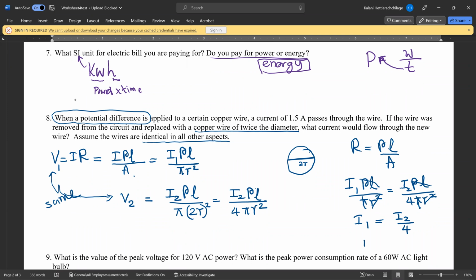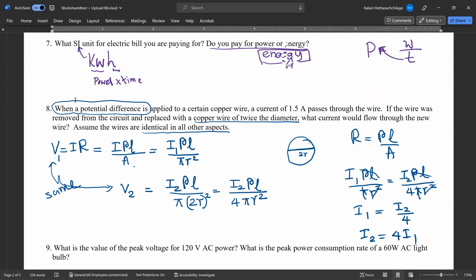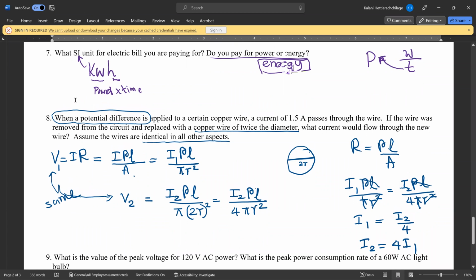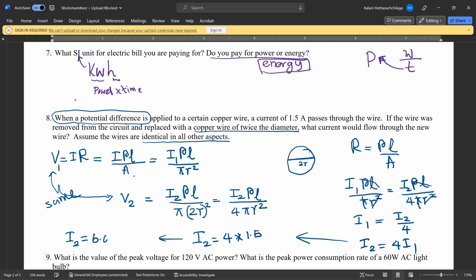What that means is I2 is now changed into 4 times of I1, right? So now the answer will be 4 times of the I1. Since I1 is given, we can calculate the I2. So I2 will be 4 times 1.5. I2 will be equal to 6 amps. That's my final answer according to the section.